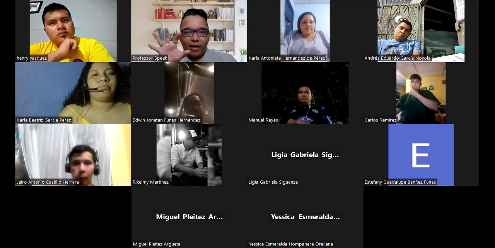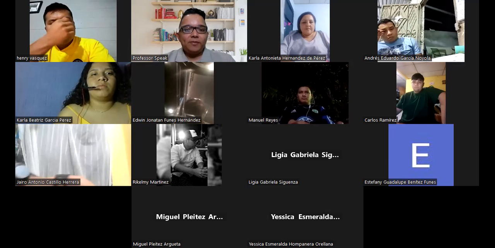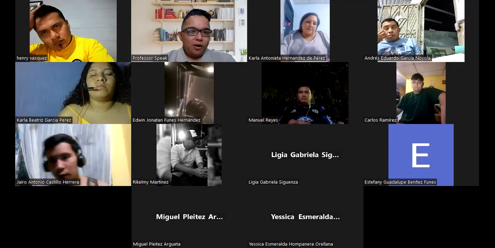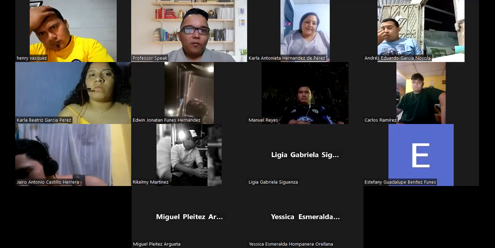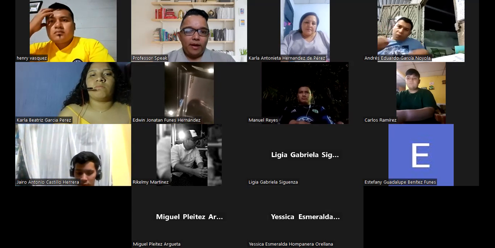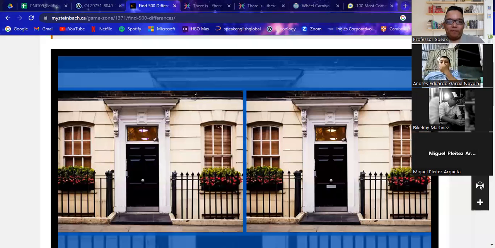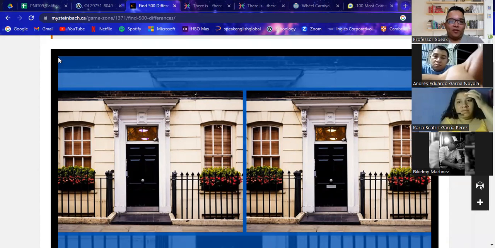Let's see if you have a very good eye in order to spot the difference between these two pictures. All right. So, just give me 1 second. All right. So here we go. I have two pictures. I need the differences between the two pictures in English. No Spanish is allowed. The door. Two pictures. What are the differences? The door. What happens with the door?